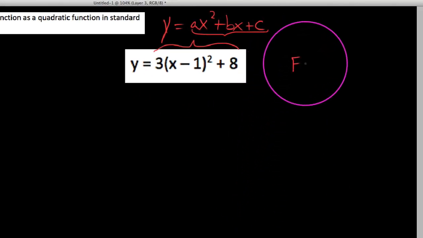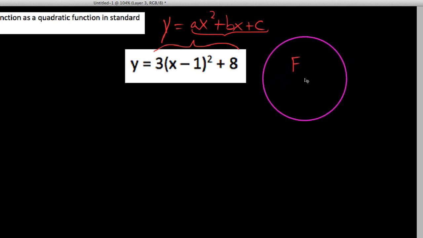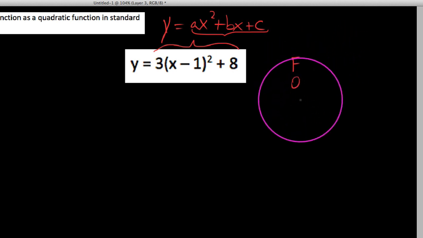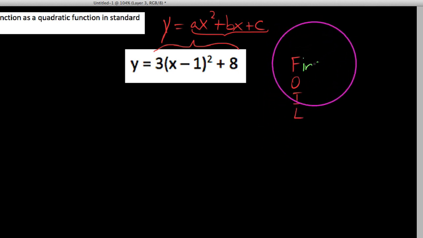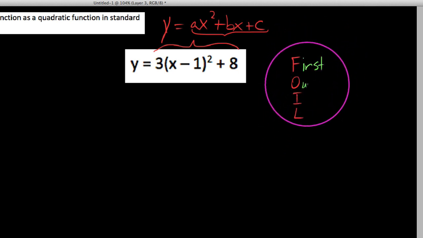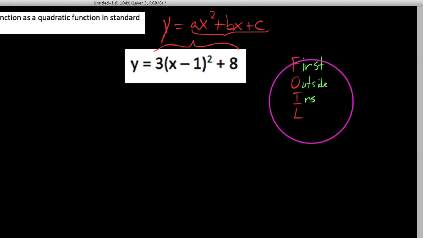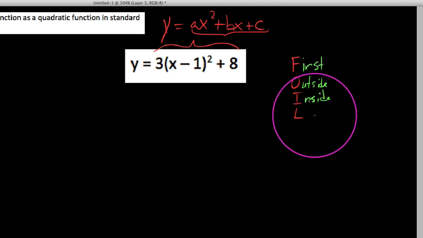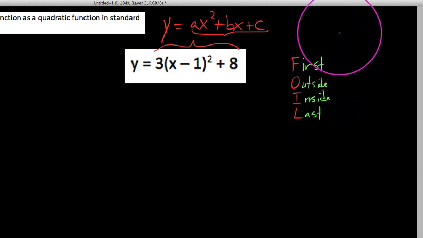We say FOIL, F-O-I-L. As a matter of fact, I'm going to write these longitudinally. We say F-O-I-L, and what this stands for is first terms, okay, outside terms, outside, inside, and last. Okay, so this being said, what we're referring to really is a set of binomials here.